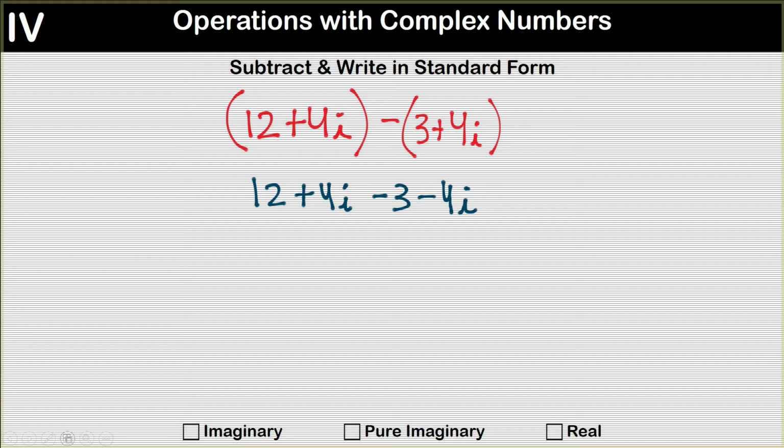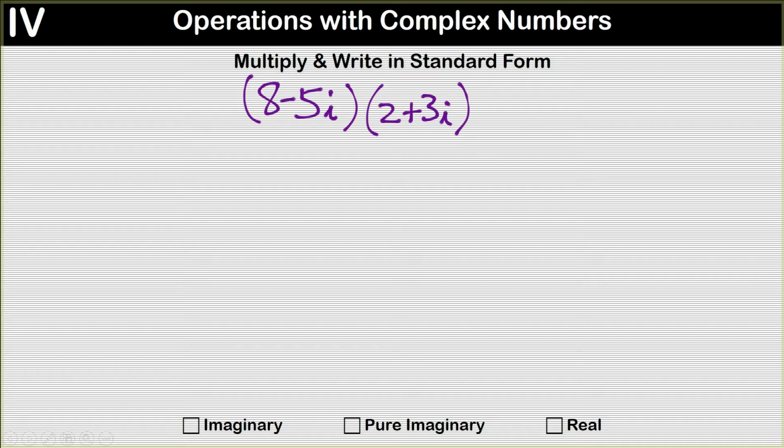Now our like terms, our real number terms are 12 and negative 3, which is 9, and 4i and negative 4i, which is 0. So we have a real number part to our difference, and we do not have a pure imaginary number part to our difference. So our answer is just a real number.